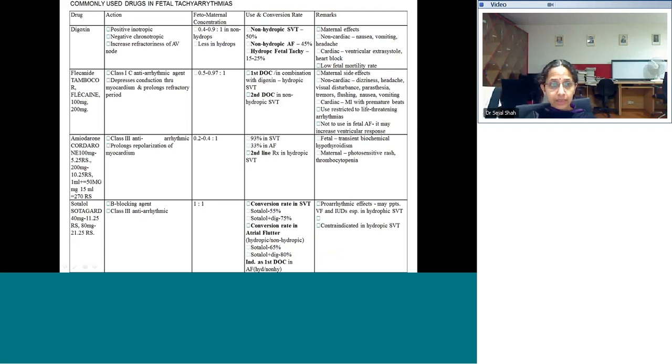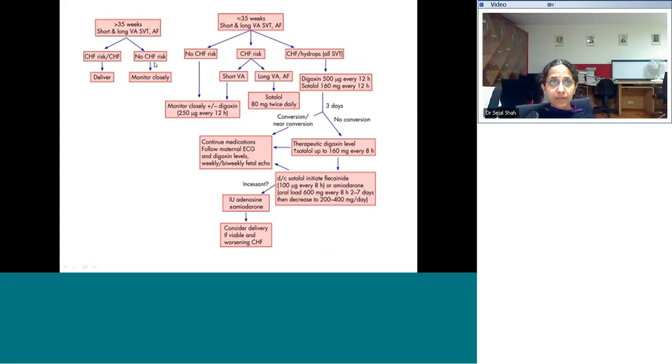This is just a brief. We are not going to go into the detail of individual medication. But in general, if the mother is more than 35 weeks, it's better to deliver if there is a risk for CHF. If the mother is less than 35 weeks and if there is no risk for CHF, you usually monitor them closely. If there is a risk for CHF, then based on the type of arrhythmia, the medication is selected. If there is already hydrops, then again IV digoxin versus sotalol versus amiodarone.